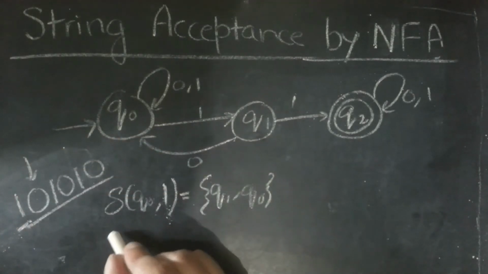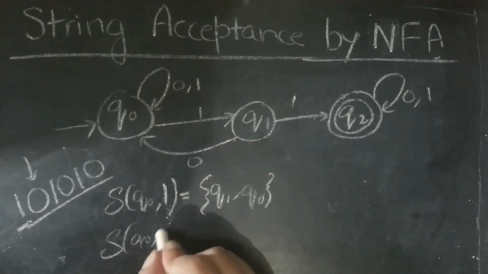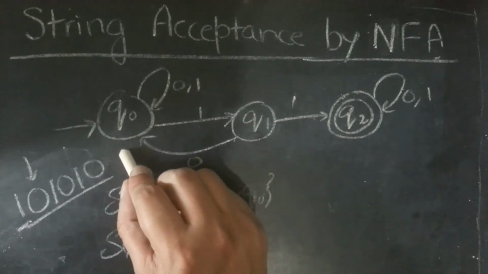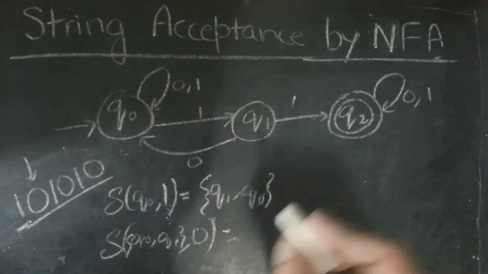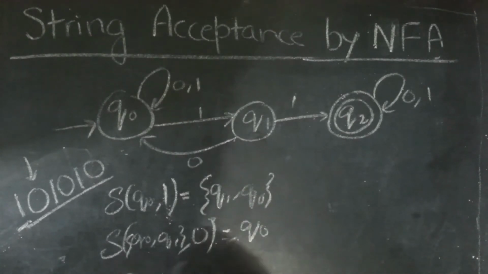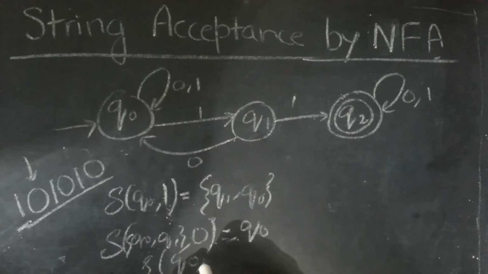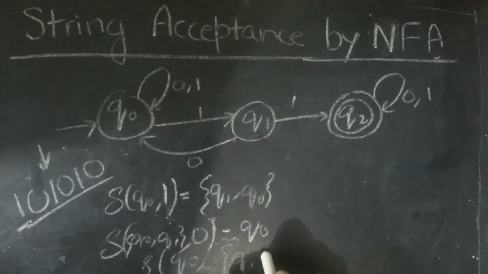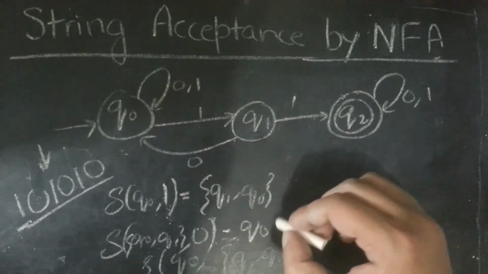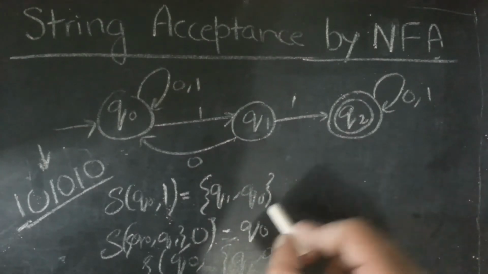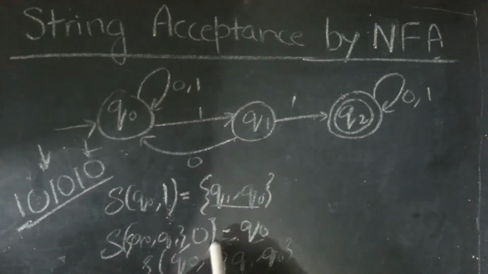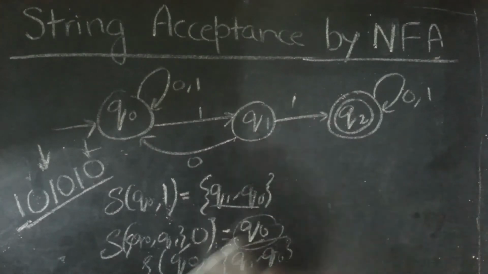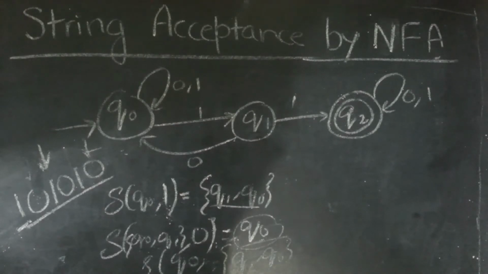Next we go to 0. Now on the set of Q0, Q1 we give 0. On Q0, 0 will take us to Q0, and on Q1, 0 will take us to Q0. So we go to Q0. Now again on Q0 we have 1, which is the same, so we get Q0 and Q1. Now again 0, so we keep on switching between these two conditions, and since the string will end on 0, the last answer will be Q0. And for the string to be accepted, the answer must contain Q2. Since it does not, the string is not accepted.